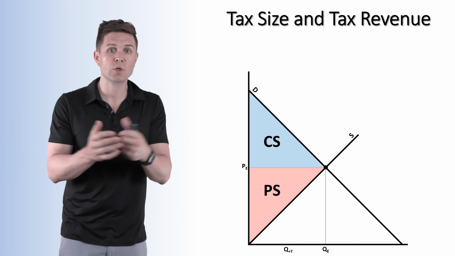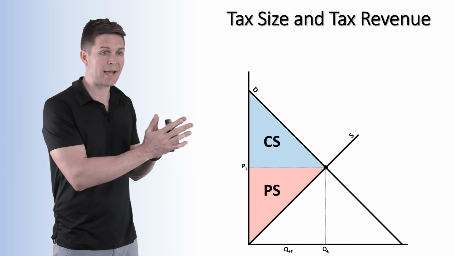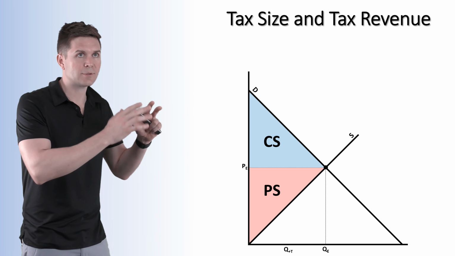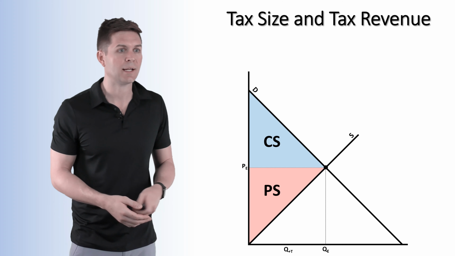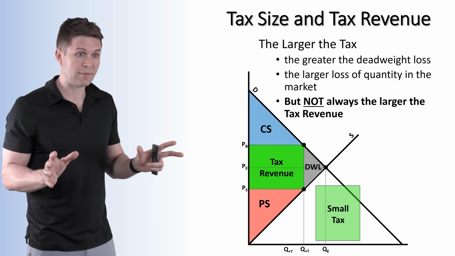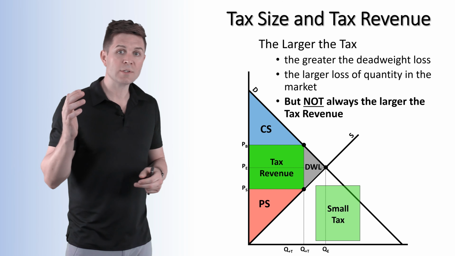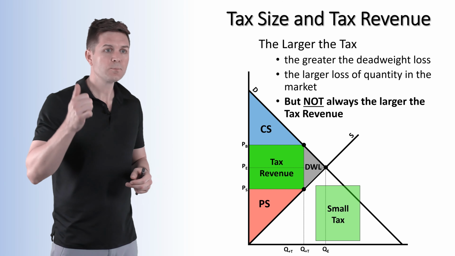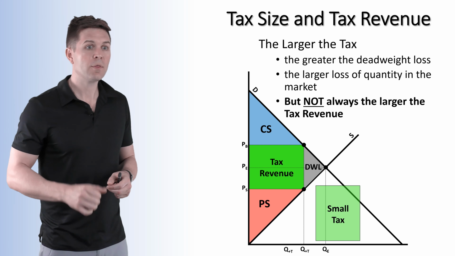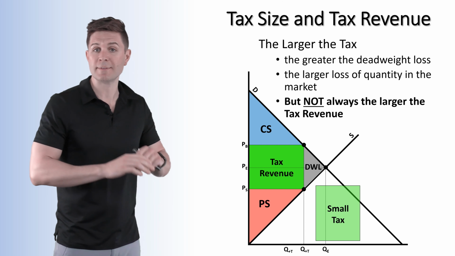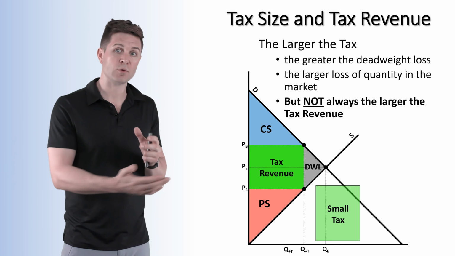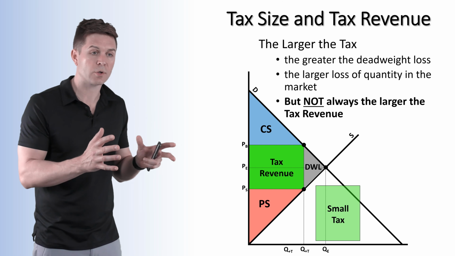So let's look at this in terms of applying different size taxes to this given market. We've chosen a very general, relatively unit elastic model to demonstrate this. But let's say we throw a given tax. The larger the tax on a particular market, the greater the deadweight loss is going to be. That's going to stay true. The larger the loss of quantity in the market, that's going to stay true as well. But it doesn't always guarantee a larger tax revenue, like we saw on the Laffer Curve.